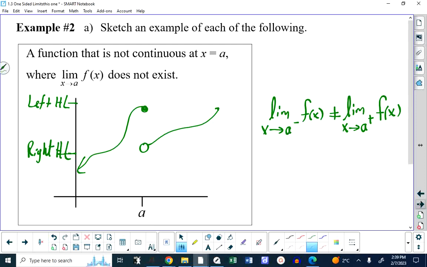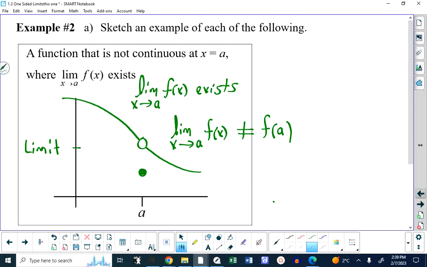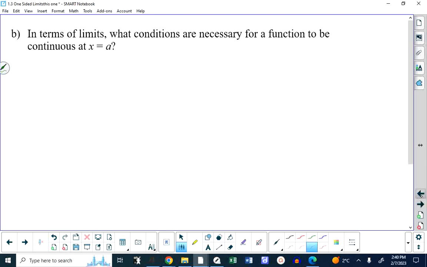Discontinuity doesn't mean the limit doesn't exist. Discontinuous, limit doesn't exist. Discontinuous, limit does exist. Continuity guarantees the limit exists. But just because it's discontinuous doesn't mean the limit doesn't. And that leads us to a very important idea.